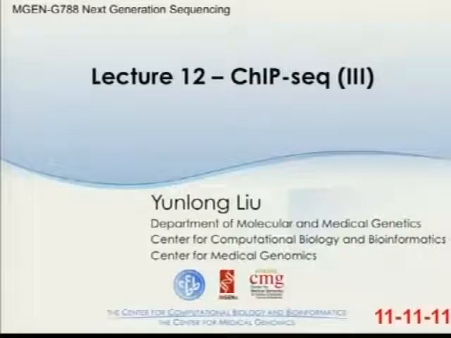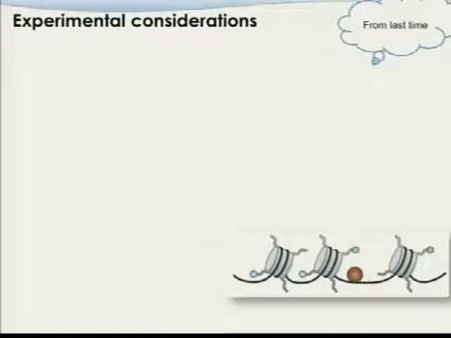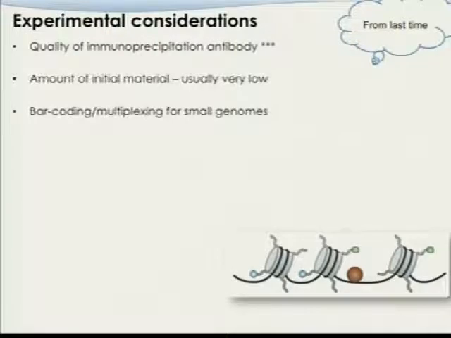So let's get started from the ChIP-seq. This is the third lecture of the ChIP-seq. So last time, we talked about the experimental considerations for the ChIP-seq. The first point is antibody is important. We all know that now. And then the initial material, the total amount is very low, so there's some special considerations on that. And because of this, they are pretty low, we actually have the resource to barcode several different samples into one sequencing run, or into one lane of the Illumina platform.